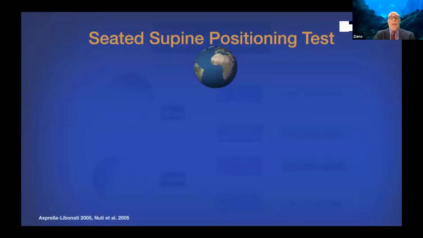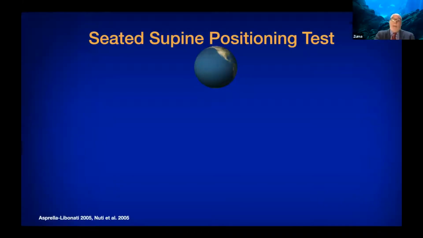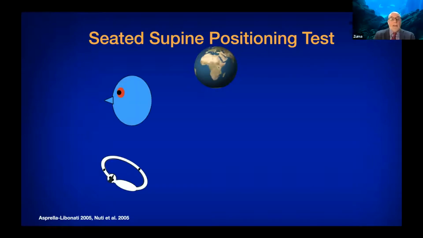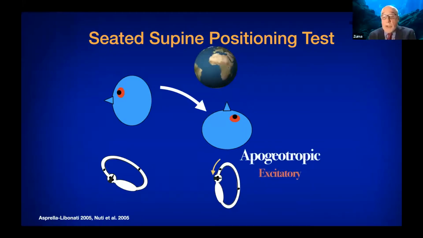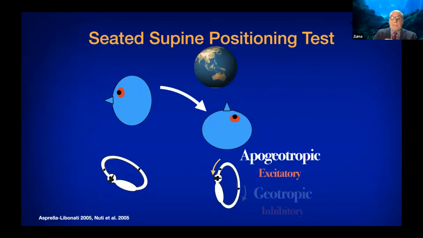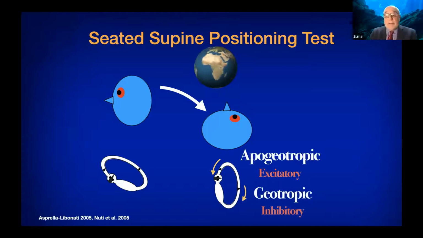This paper is interesting. The other test is the sit-to-supine position. Look at this. The patient starts sitting and then lies down. In case of apogeotropic, there will be excitatory nystagmus. In case of geotropic, with particles in the posterior arm, it is inhibitory.